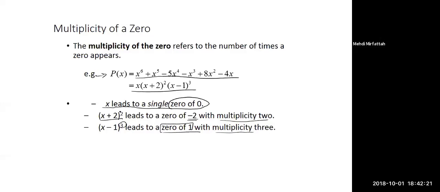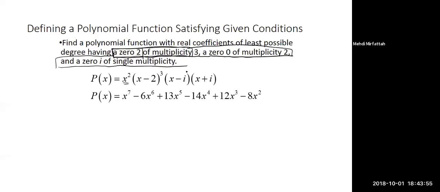Okay, so the exponents will tell you how many times those zeros repeat. Find a polynomial function with real coefficients, least possible degree, and zeros of 0 with multiplicity 2, and a zero of i with single multiplicity. So in this case, one of my zeros is i, so the other one must be minus i. Remember, when one zero is i, the other one is its conjugate, minus i. So both i and minus i give the factors x minus i and x plus i.